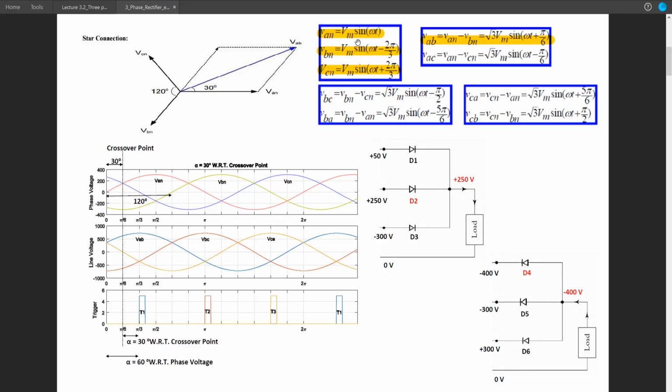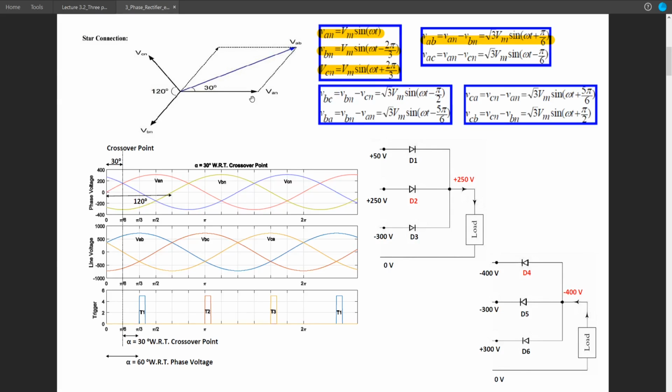So if we derive the equations, VAN should be the reference, hence VM sin omega t. So VBN is equal to VAN in magnitude but is displaced by 120 degree. So VBN is equal to VAN and clockwise 120 degree. So a clockwise 120 degree means a negative 120 degree, so 2 pi by 3. So in case of VCN, it is counterclockwise 120 degree, so a positive 120 degree.